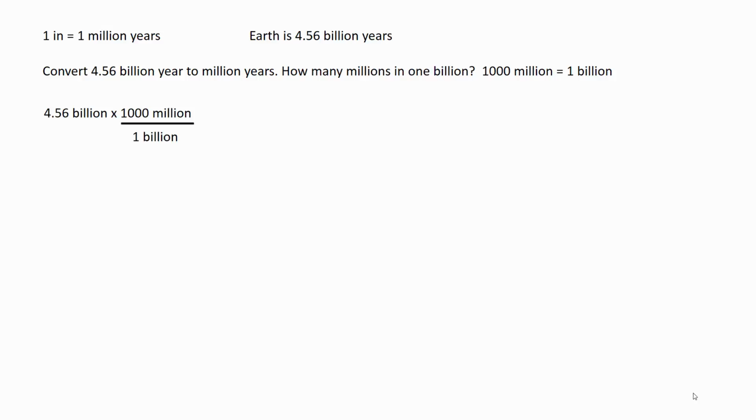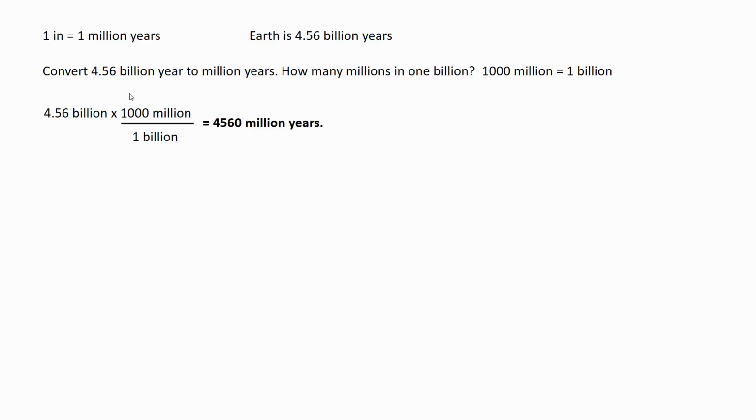First, we're going to take our 4.56 billion, and now we're going to multiply it by a fraction, and we're allowed to make a fraction as long as that fraction equals 1. So in order for that fraction to equal 1, we'll say 1,000 million over 1 billion. Algebraically, the billions will cancel out, and so the unit that we're going to be left with is millions. And really, all you're doing in this case is multiplying 4.56 times 1,000. So that's our conversion to go from billions to millions.